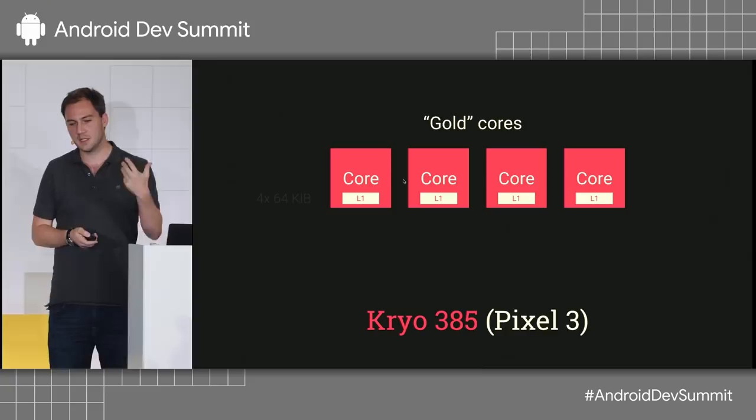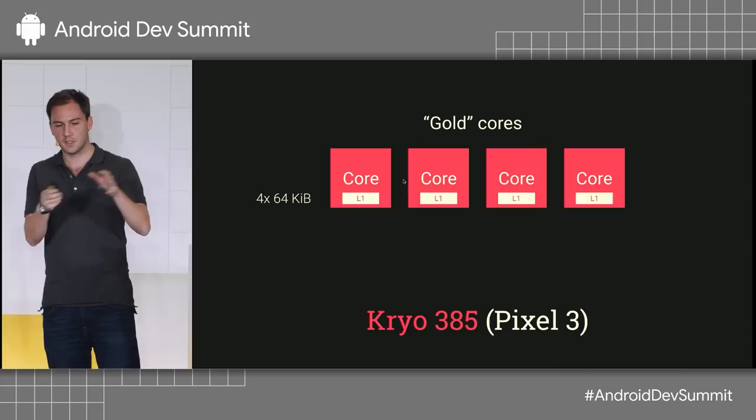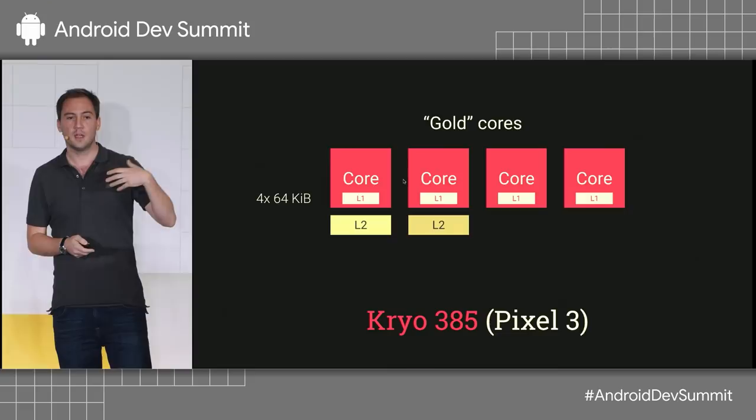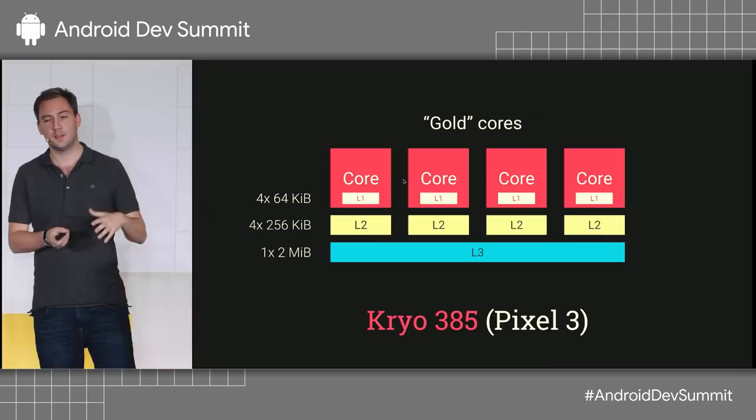Basically, a quick recap, when you have a CPU, this is the Pixel 3 CPU, the gold cores, we have big cores and little cores, I'm looking at the big cores. Every core has an L1 cache, that's about 64 kilobytes. Every core has an L2 cache, so 256 kilobyte cache. And then there's an L3 cache that's shared by all the cores.